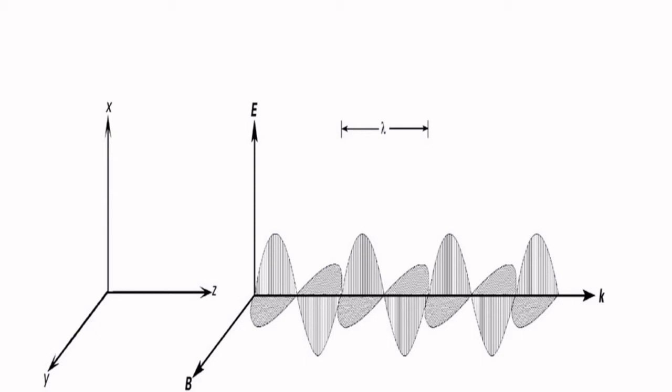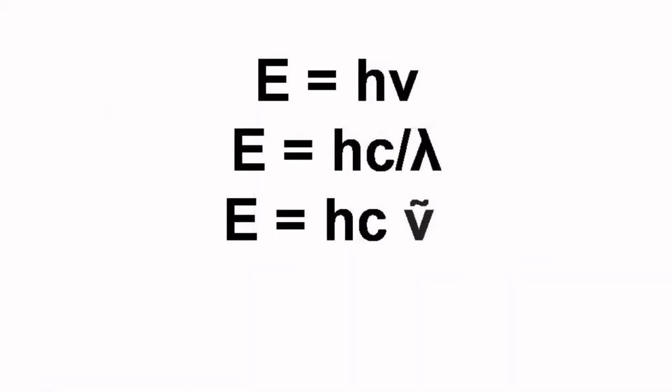The energy of radiation can be represented by E is equal to h nu, where h is the Planck constant. You should also know the relation between energy and frequency, energy and wavelength, and energy and wave number, when we are dealing with spectroscopy.